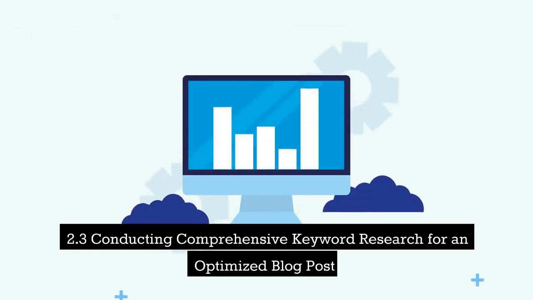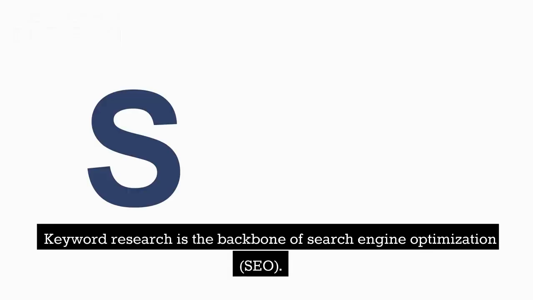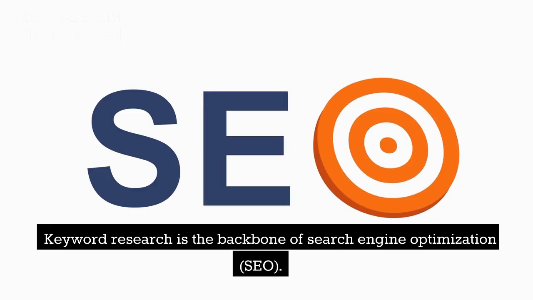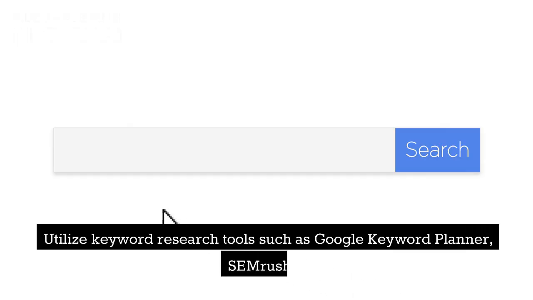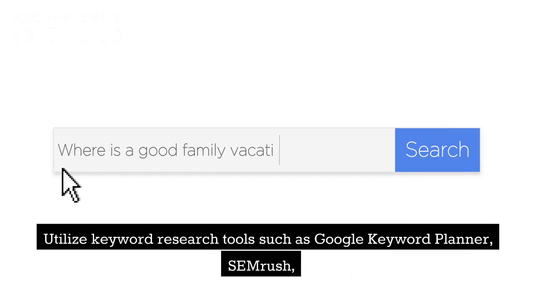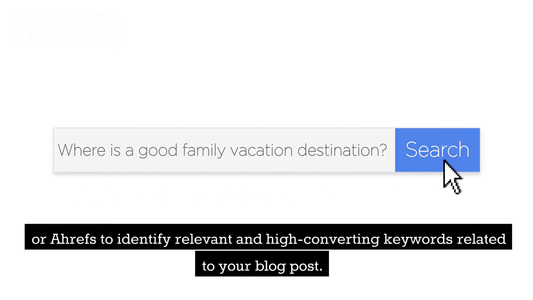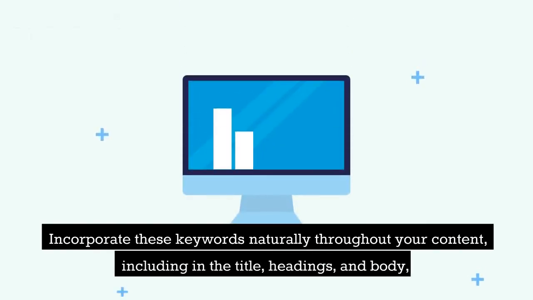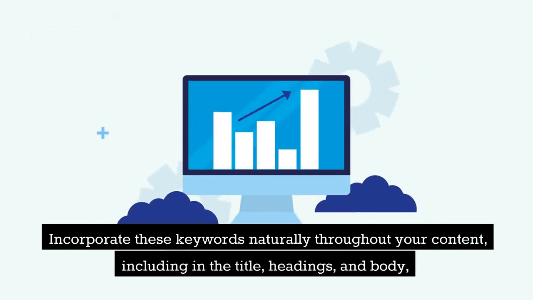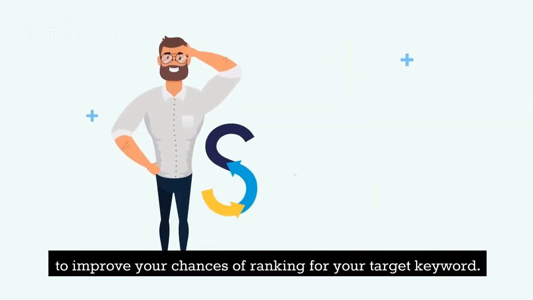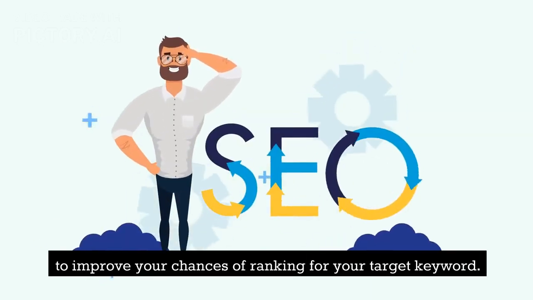2.3. Conducting comprehensive keyword research for an optimized blog post. Keyword research is the backbone of search engine optimization, SEO. Utilize keyword research tools such as Google Keyword Planner, SEMrush, or Ahrefs to identify relevant and high-converting keywords related to your blog post. Incorporate these keywords naturally throughout your content, including in the title, headings, and body, to improve your chances of ranking for your target keyword.